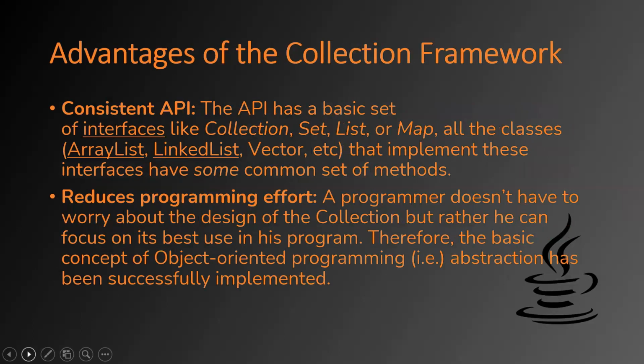Advantages of the collection framework. Consistent API. The API has a basic set of interfaces like Collection, Set, List, or Map. All classes that implement these interfaces have some common set of methods. Reduces programming effort. A programmer doesn't have to worry about the design of the collection, but rather can focus on the best use of his program. Therefore, the basic concept of object-oriented programming, that is abstraction, has been successfully implemented.